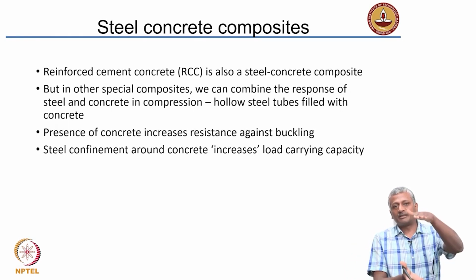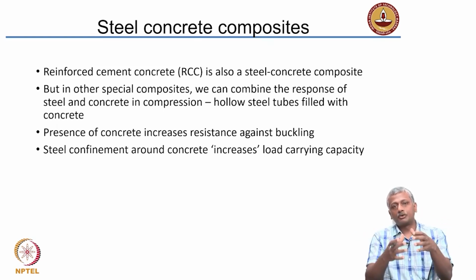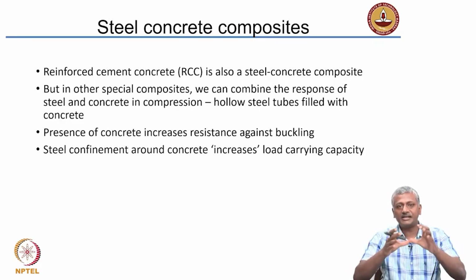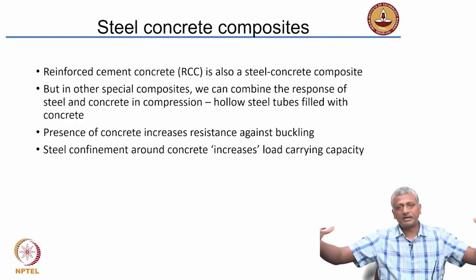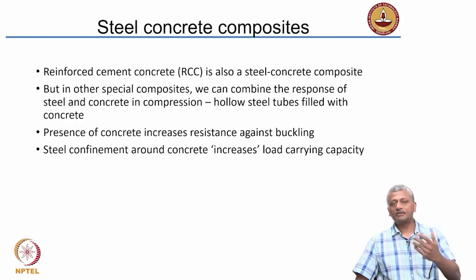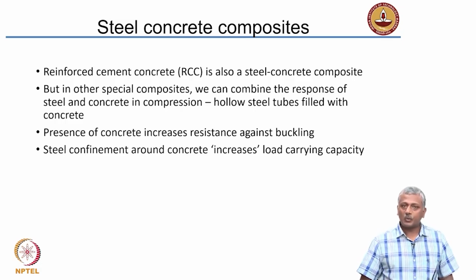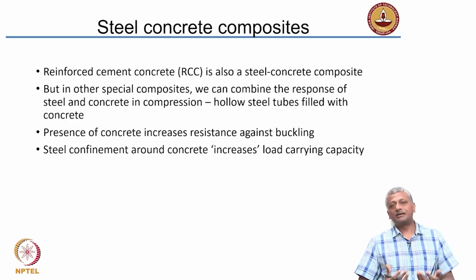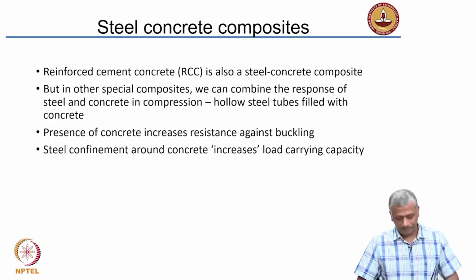Remember, we talked about the fact that when you compress a cube, you're basically causing it to bulge outwards. So, if you have concrete which is confined in a steel tube, the compression of the concrete will be resisted by the tube and it will cause confinement, and that confinement increases the load carrying capacity. So, these are called hollow steel tubes filled with concrete. That is one way of establishing another composite relationship that is much better than what you would have if you just had a concrete column or a steel column.